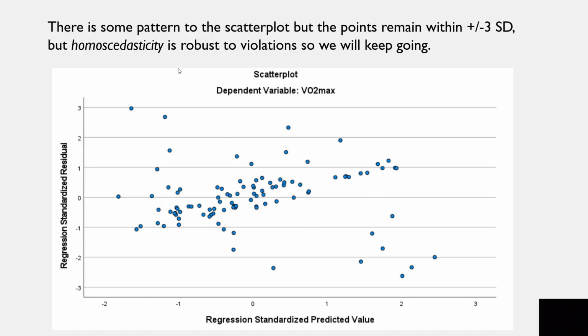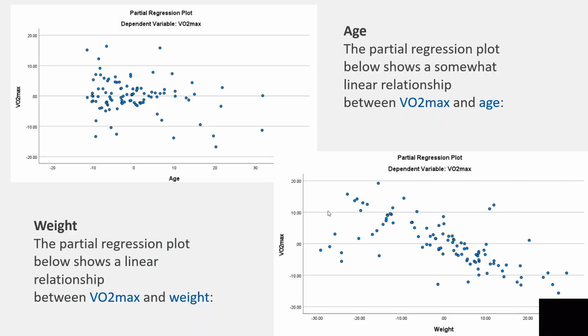And then we start to evaluate our assumptions. There is a little bit of a pattern here. I would say I see a little bit of a curvature, but we're just going to say everything's good. We're between plus and minus 3 up and down, so we'll keep going. Homoscedasticity is the technical term when you're doing multiple regression for equal variances. We can say it's robust to violations, go find a citation, and keep going.